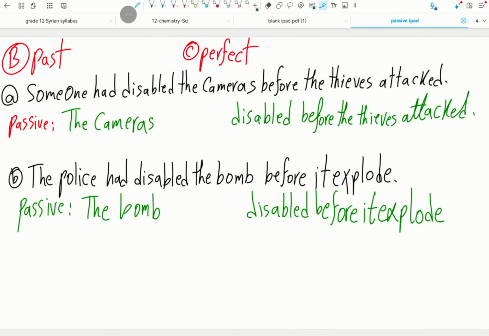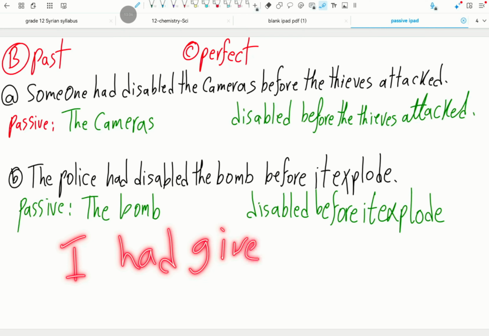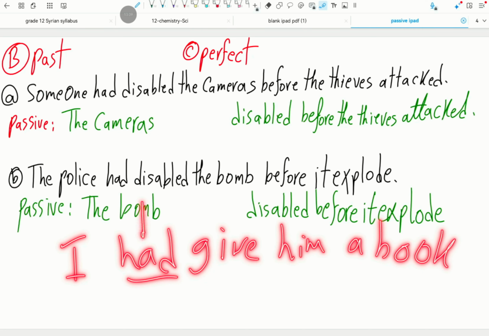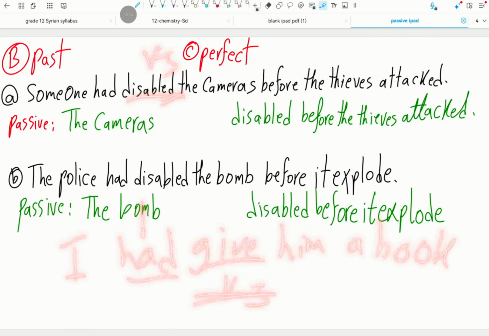Now, my friends, let's go to the past perfect. Teacher, how do you know past perfect? Past perfect is had, then verb 3. So this is how I know the verb is past perfect, when it contains had, then the verb 3. Had given, for example, I had given him a book. Had, then verb 3. Here, verb 3 is regular with ed, and irregular verbs are at the bottom of the page.